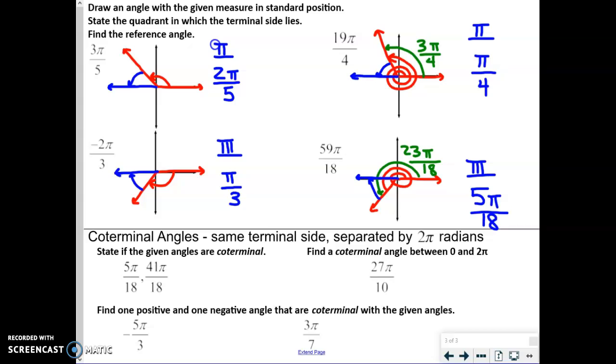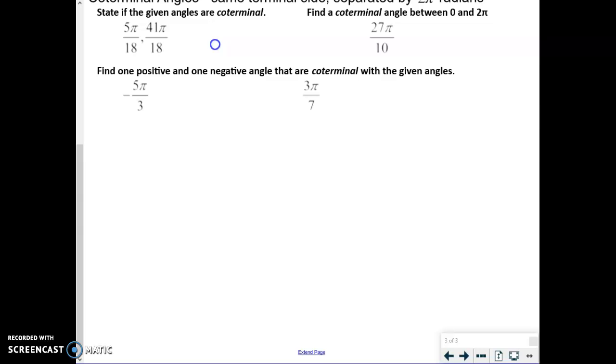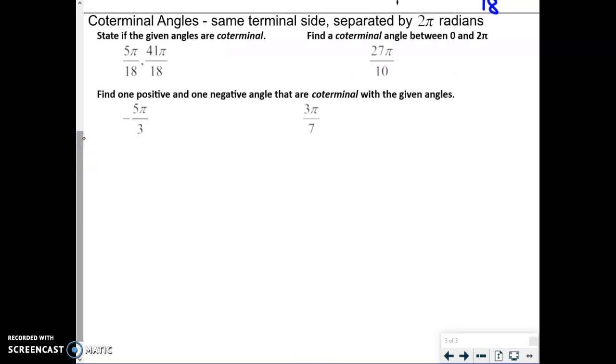And again, as I mentioned before, we're going to be using these reference angles and how we found them in our next lesson. So the last thing that I have for you here, again, kind of looking ahead to where we're going to be, is coterminal angles. Coterminal angles are angles that have the same terminal side and are separated by 2 pi radians.